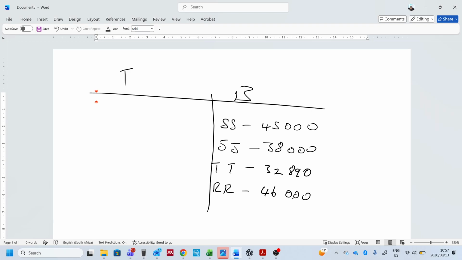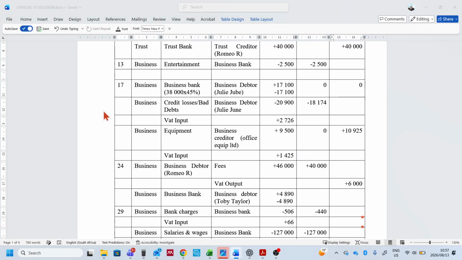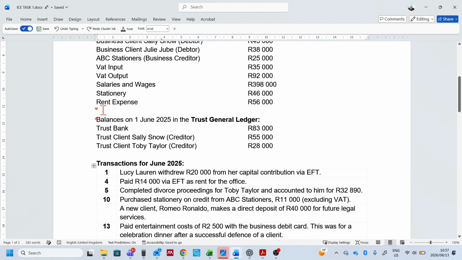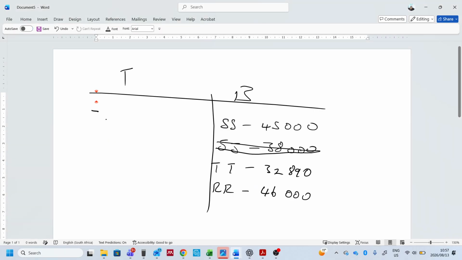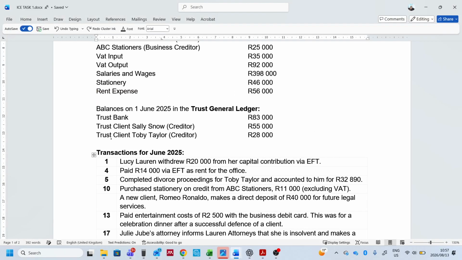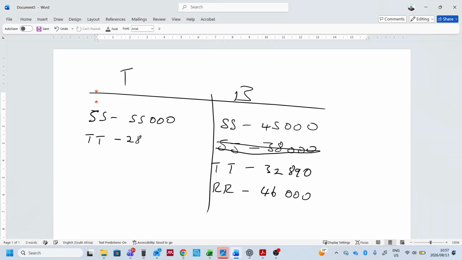So there is one of the accounts that was written off. Which account is that? Is it Julie Ju? So we cross this out to indicate that this one was written off. Then we go to our trust side. We have got Salis No with 55,000, and then Toby Tyler, 28,000.